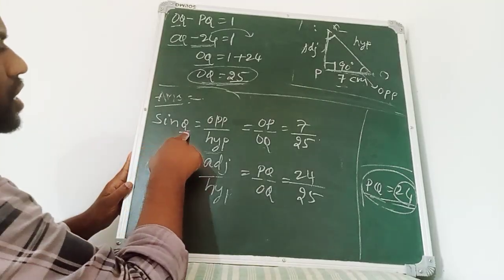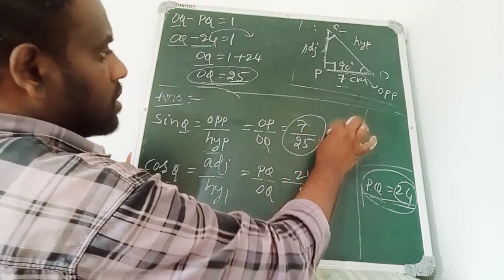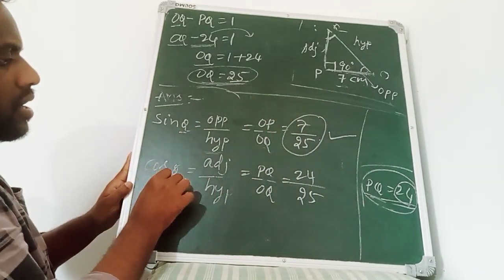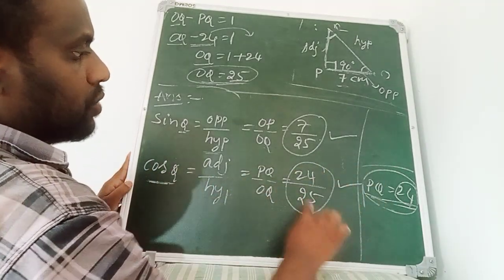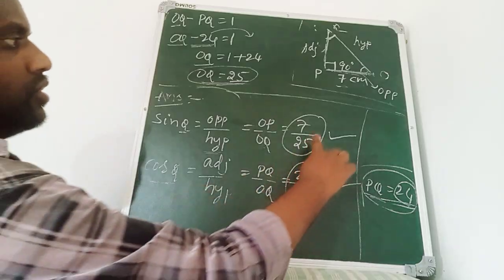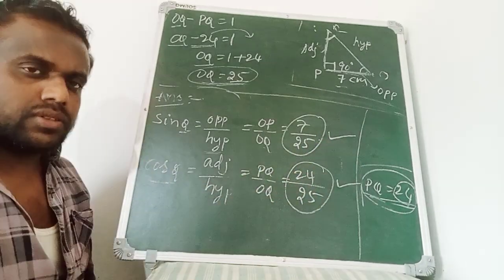Okay. So we got sin Q is equal to this. This is the answer, 7 by 25. Cos Q is equal to this. This is the answer, 24 by 25. So these two are the required answers.